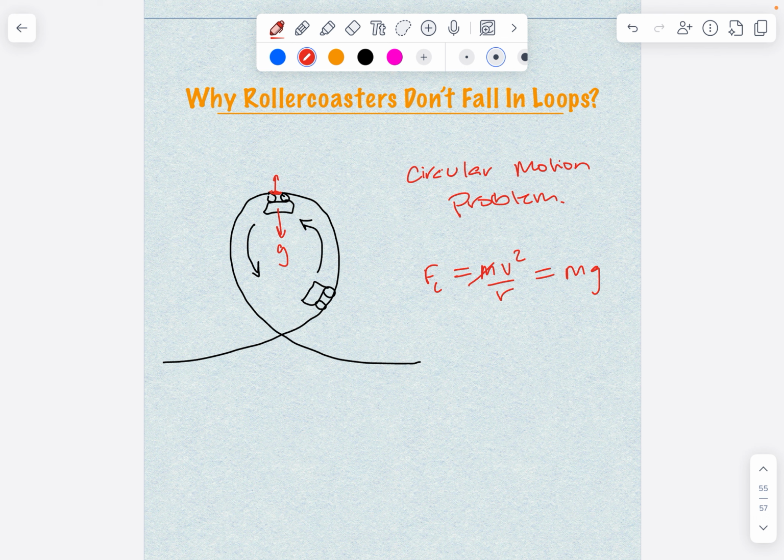We have mass cancel on both sides, so we can calculate our v, or our minimum speed at the top required, to be square root of g times r. So this gives us the minimum speed at the top of the loop.